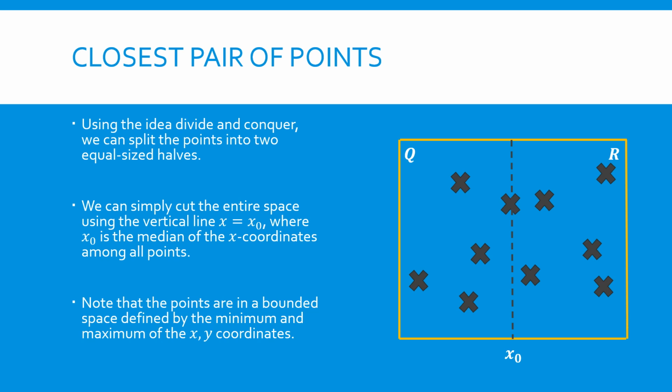Note that the entire space is finite and can be defined by the minimum and maximum coordinates of the points. Therefore, the subspaces Q and R are also finite. Also, note that Q and R do not necessarily have the same area, but they should contain the same number of points. The divider line is described as the function x = x0, where x0 is the median of the x-coordinates among all points.